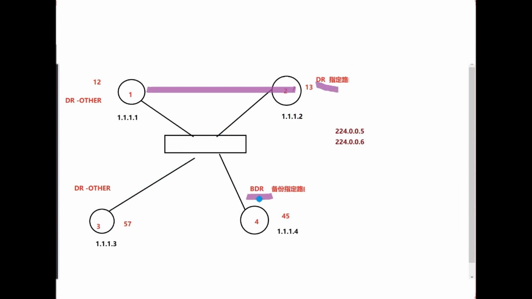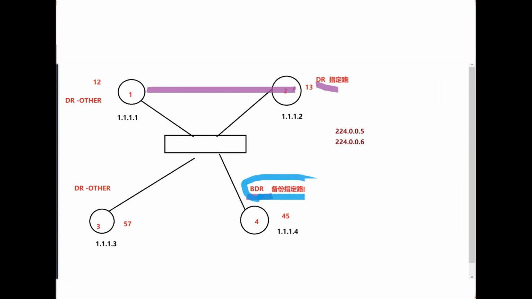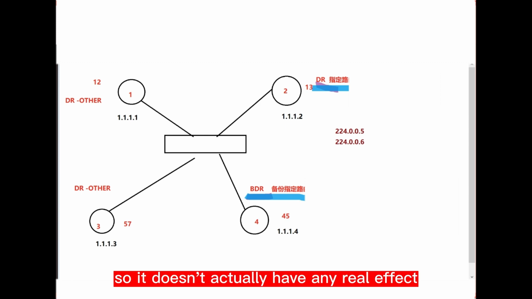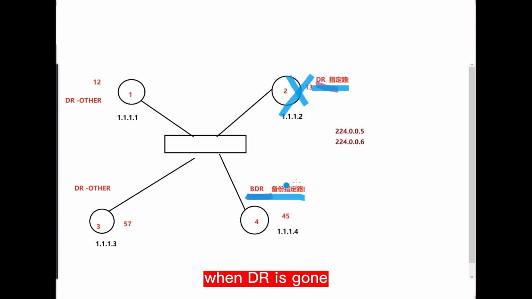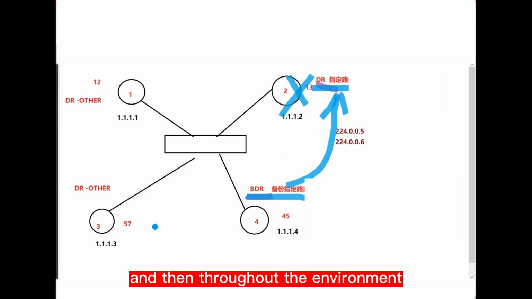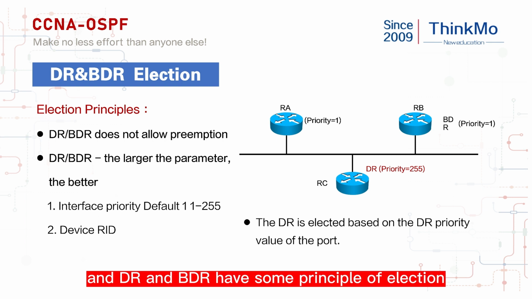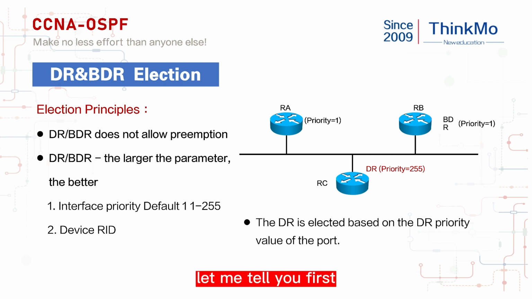You will find BDR seems to have no effect in the whole process, because it is an alternative. If DR is gone, BDR will take over, so it doesn't actually have any real effect until then. When DR is gone, BDR will become DR, and then throughout the environment we'll re-elect a BDR. So it's actually an option. And DR and BDR have some principles of election. Let me tell you first.